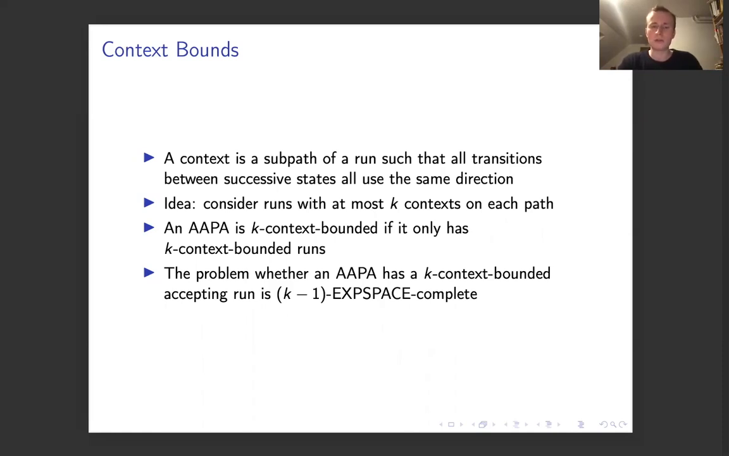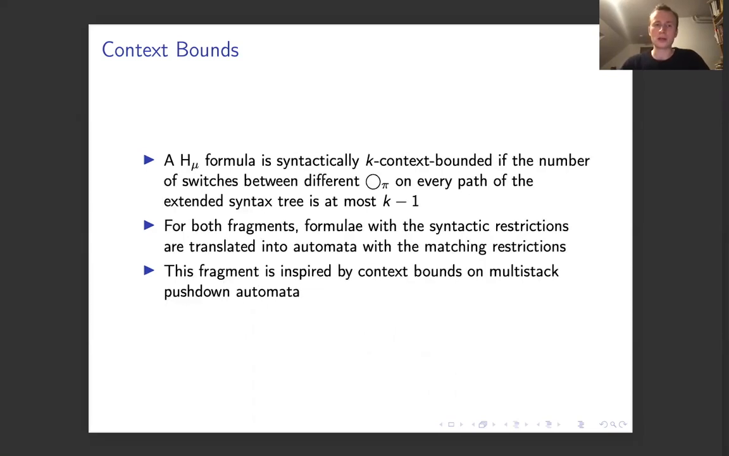So this time we have k-1 X-space completeness. So the problem is in general non-elementary if we do not fix the k. The notion of k-context boundedness of AAPA once again has a matching syntactic restriction in h-mu. This time we look at the extended syntax tree again, but at every path instead of just every finite path.